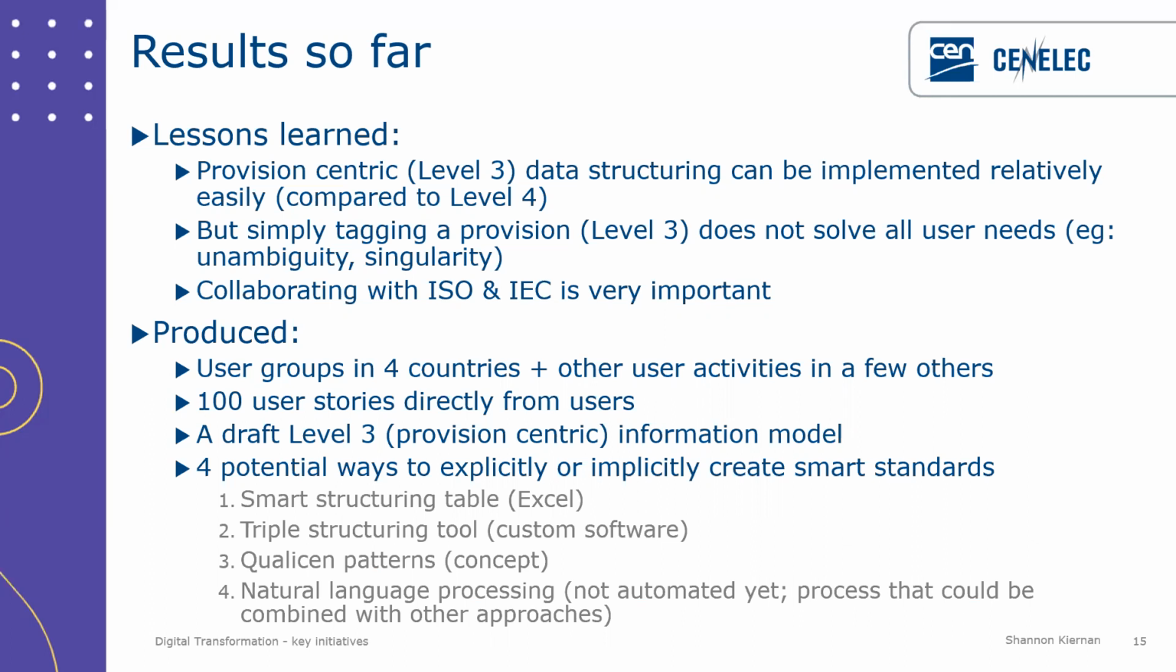Then we looked at Qualis and patterns. This was a consultancy who helped us look at patterns for creating more natural language sentence structures that would sufficiently capture all of the different cases that we're interested in. And lastly, we looked at natural language processing, which was more of a process for the implicit creation of smart standards. But it's not automated yet, and it could be combined with other approaches. So these are starting points for the next phases of what we'll be doing.